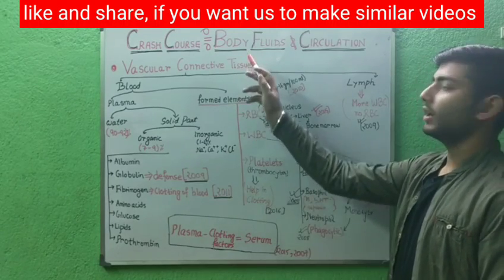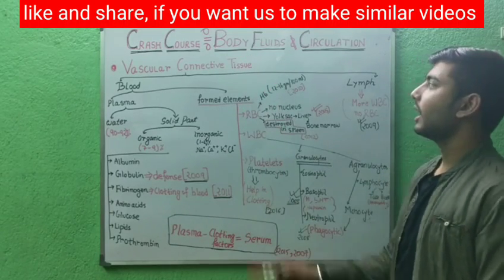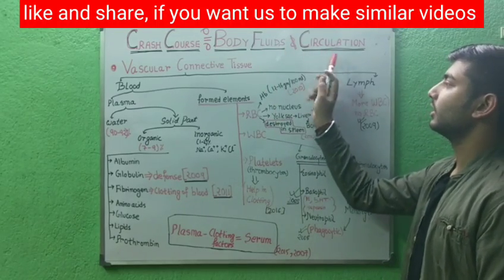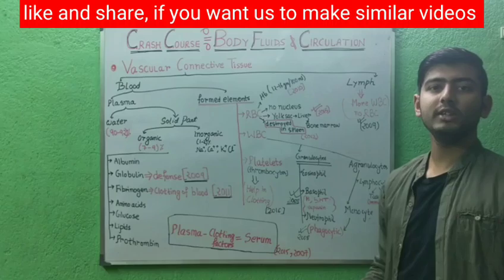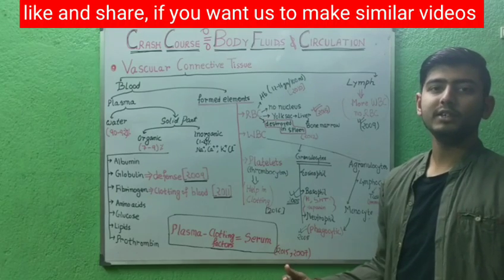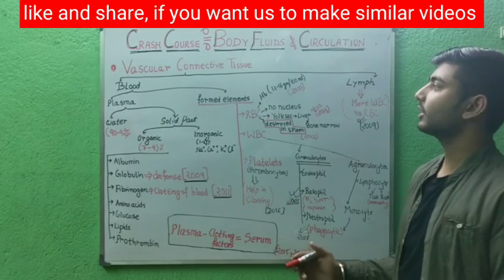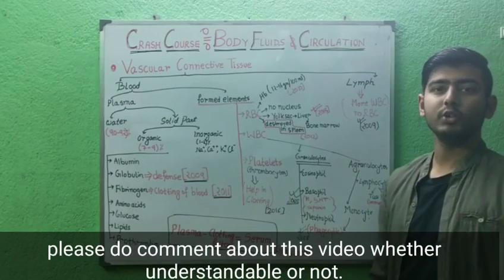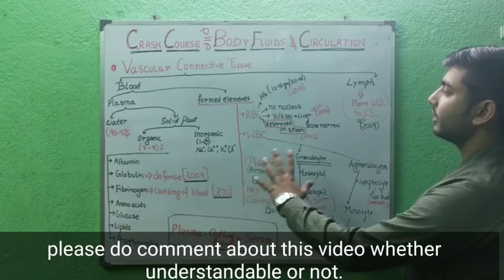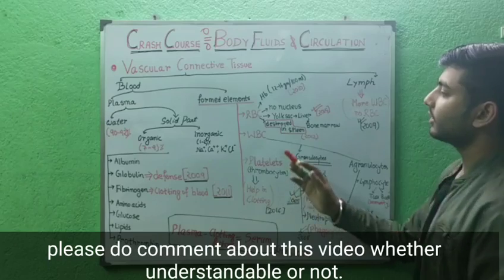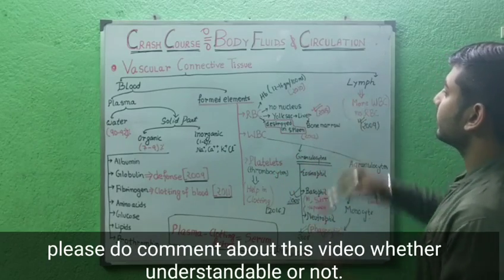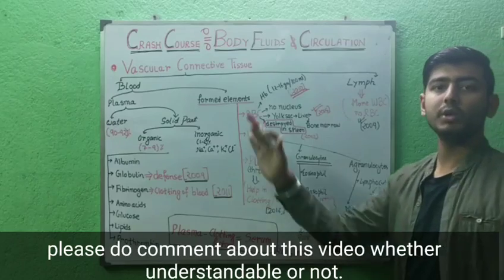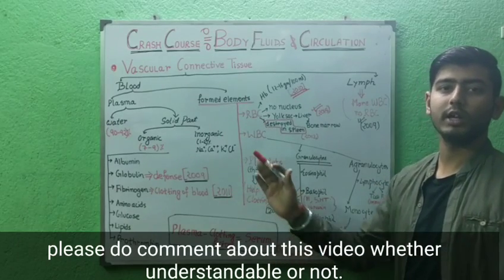Today we will discuss biology, and in biology especially human physiology, body fluids and circulation. Body fluids and circulation is basically divided into many parts, but first of all we will discuss vascular connective tissue. In vascular connective tissue we have divided it in such a manner that we have written in which year the question came and what are the most important topics to be covered.